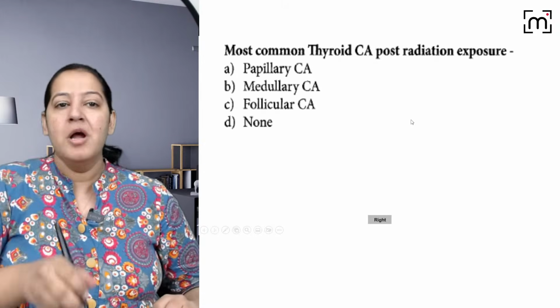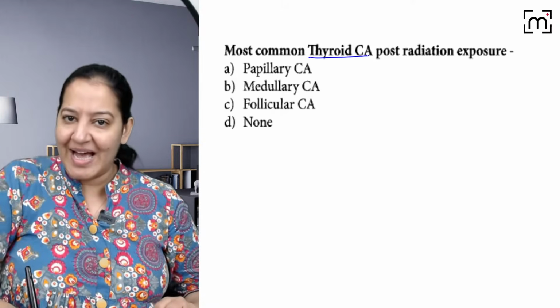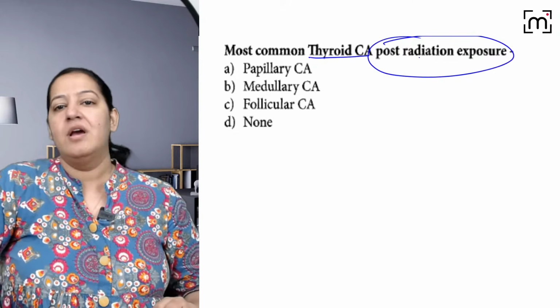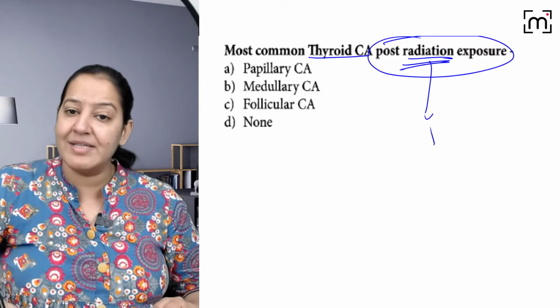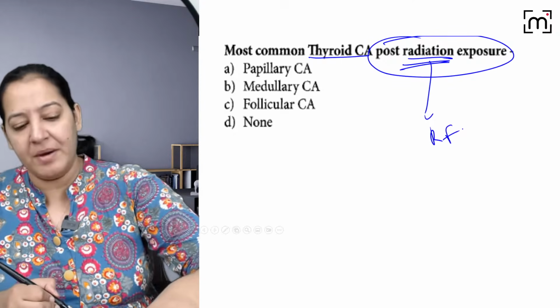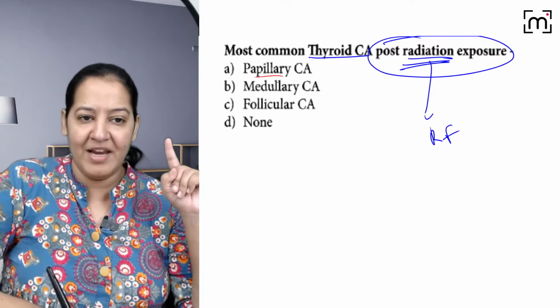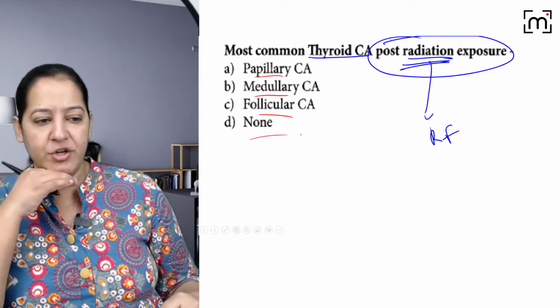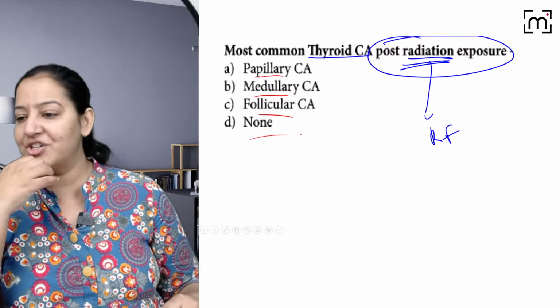Very good. Most common thyroid cancer which occurs post radiation. Radiation is a risk factor for which of them? For which among the following is radiation a risk factor? Papillary, medullary, follicular or none? What will you say? Yes, fast. Come on. The questions are very easy.